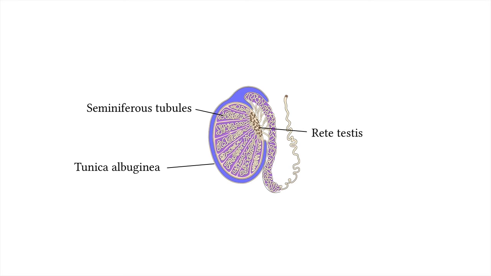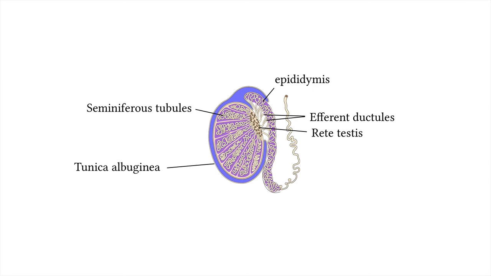A testis is surrounded by a thick layer of connective tissue, which is called the tunica albuginea. Inside, there are hundreds of lobules filled with coiled tubes, which are called seminiferous tubules. Seminiferous tubules empty into the rete testis. The rete testis then empties into the epididymis, which is another coiled tube. Both the seminiferous tubules and the epididymis are very long. The total length of the seminiferous tubules is about a half mile, and the epididymis is about 20 feet in length. The epididymis connects to the testis by efferent ductules.